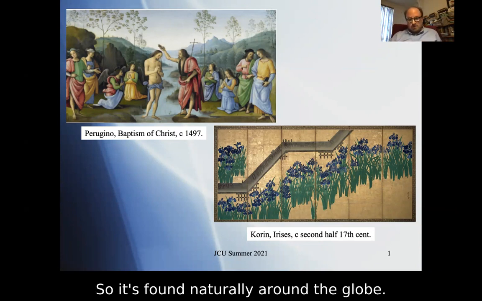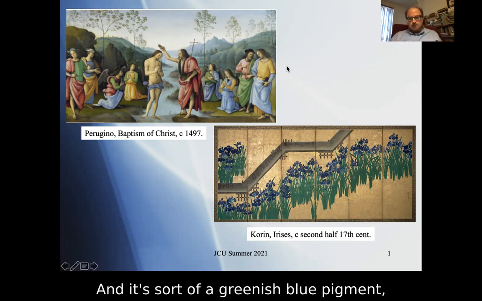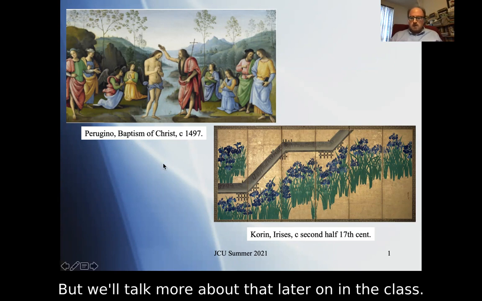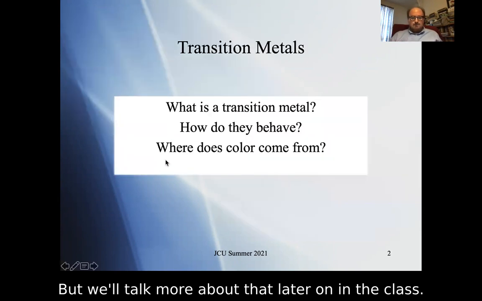So it's found naturally around the globe, and it's a greenish blue pigment, depending on where it's found and how it's ground up. But we'll talk more about that later on in the class.